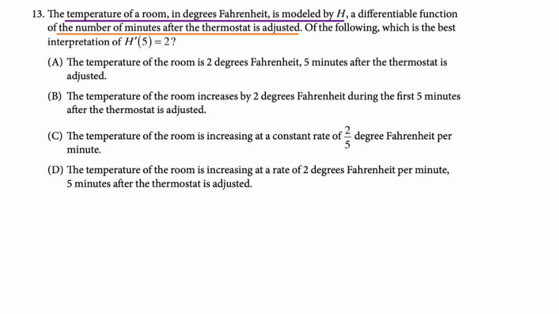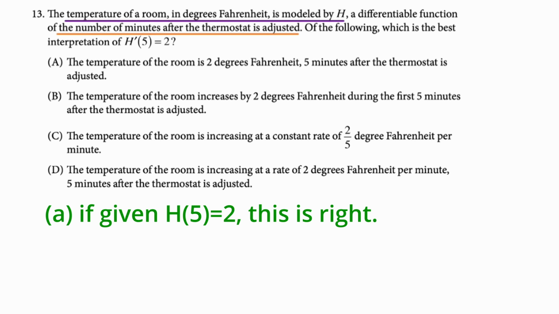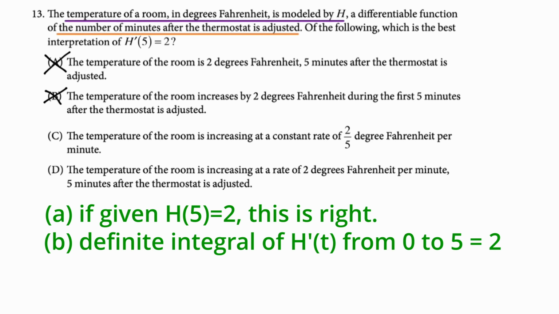Let's look at the answer choices. You basically have to read them all to figure it out. A, the temperature of the room is 2 degrees Fahrenheit 5 minutes after the thermostat is adjusted. No, that would be H of 5 equals 2, not H prime, so that's out. B, the temperature of the room increases by 2 degrees Fahrenheit during the first 5 minutes after the thermostat is adjusted. That's just not what it means. That would have to be an integral type of thing, right? To find the total change, you would have to integrate H prime, I guess.